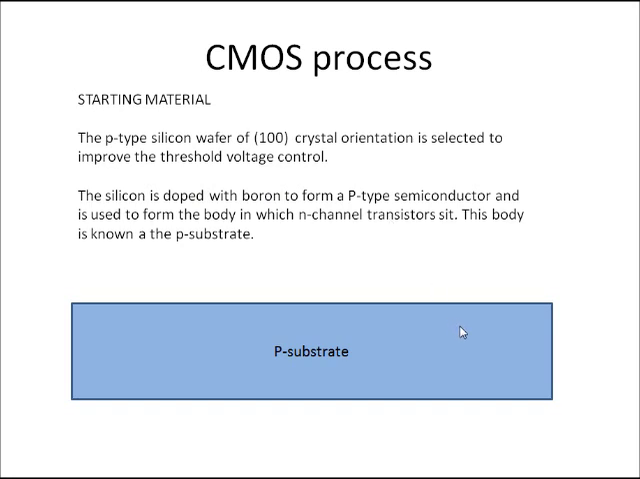The silicon, or P substrate as we call it, is the body in which the N-channel transistors or NMOS transistors are formed. The doped P substrate minimizes the substrate resistivity, so current is able to flow on the surface of the substrate.